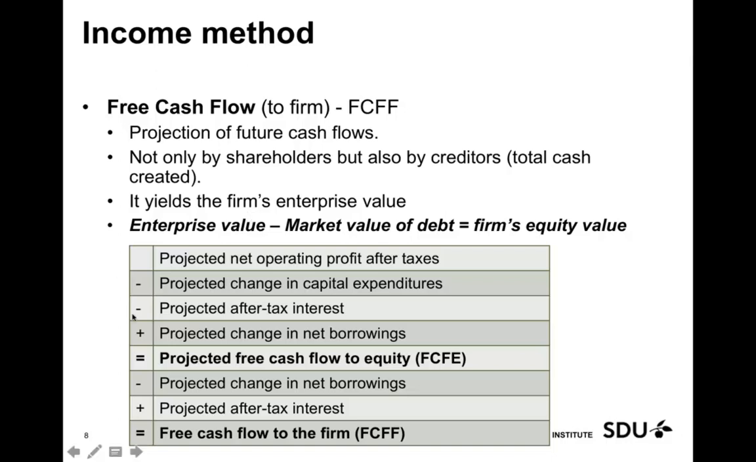How do we get this calculated? Starting from the projected free cash flow to equity, we subtract the change in net borrowings and we add the projected after-tax interest. So what you're seeing is that this is the same as if we had stopped in the first step in the previous calculation. So if you get the projected net operating profit after taxes and you subtract the change in capital expenditures, or capex, then you are getting the projected free cash flow to the firm. Sounds easy? It is easy.